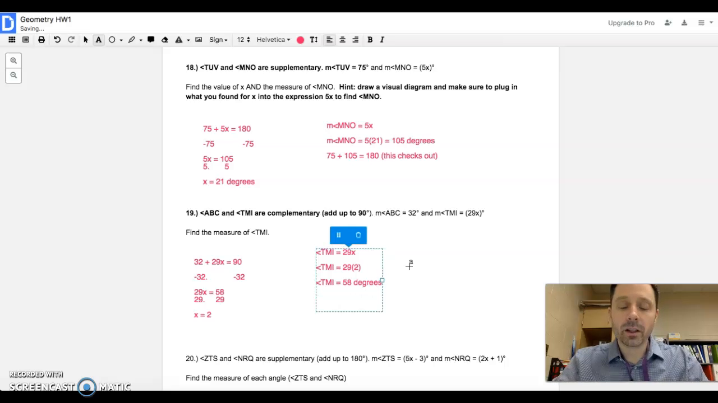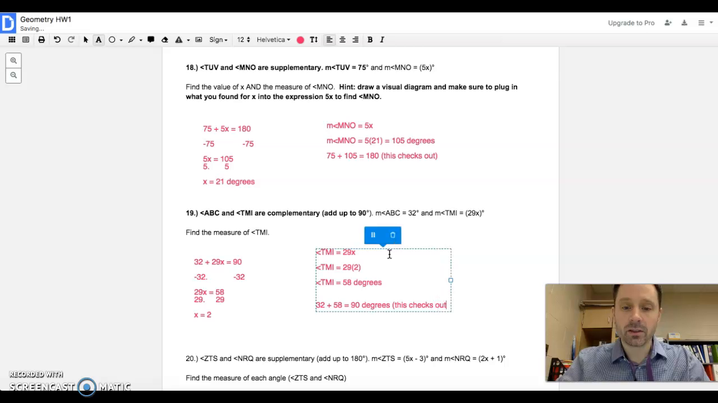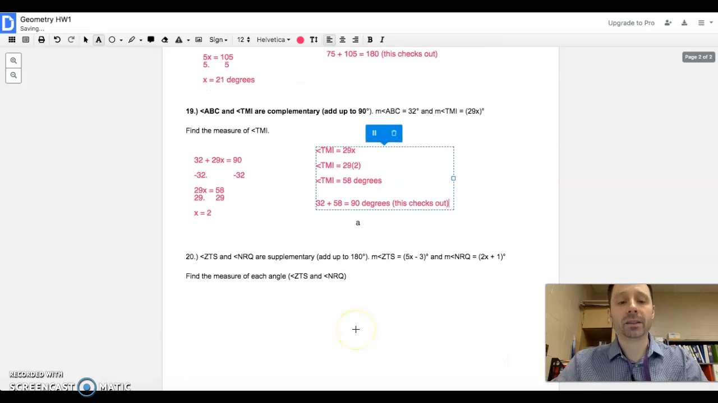Alright, so if we did it right, this should add up to 90. So we knew 32 from back in the beginning. So instead of 29x, we're going to put in 58 this time, and 32 plus 58 is 90 degrees. And this checks out.